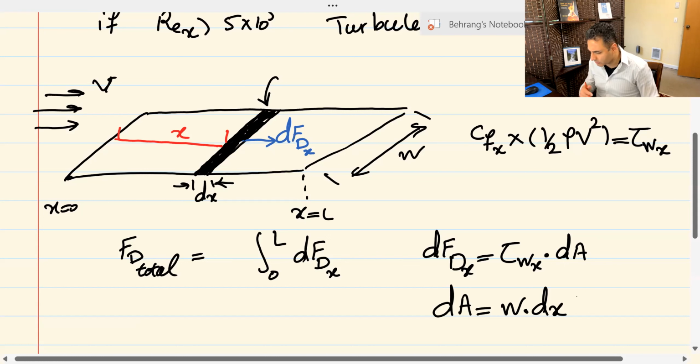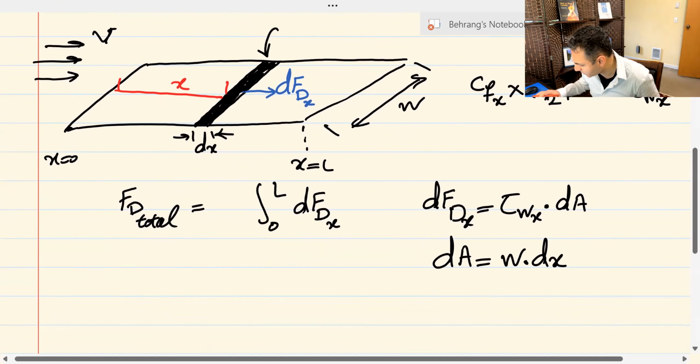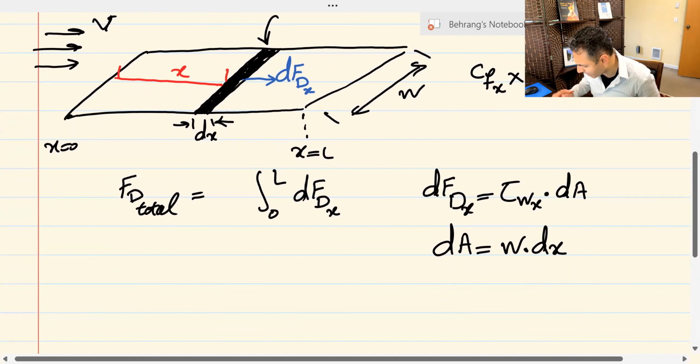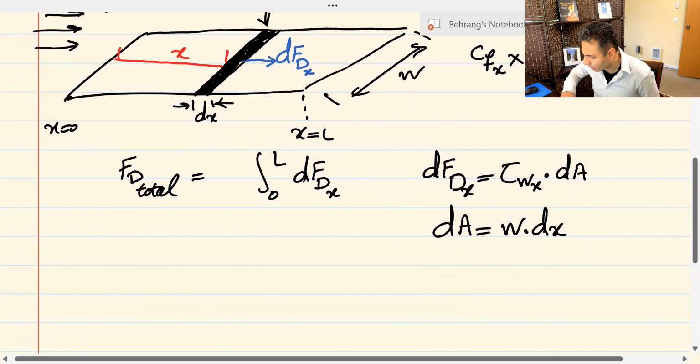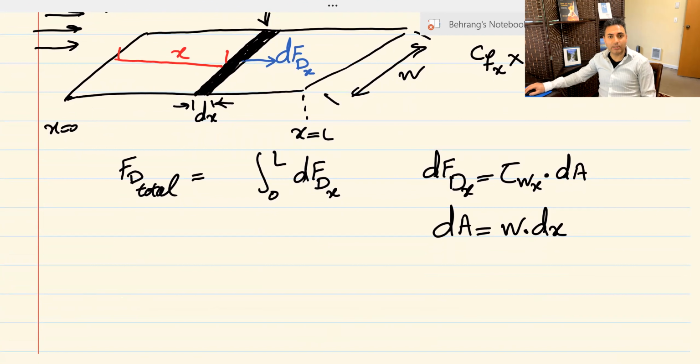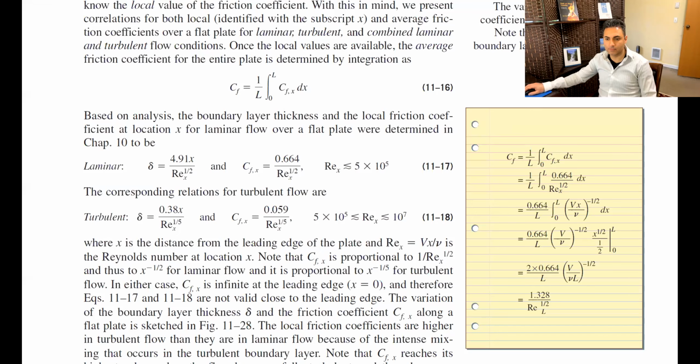Now, what's the solution for this? They apply the boundary layer solution to solve the Navier-Stokes equations, and they come up with the solution for the laminar and turbulent local friction coefficients. So let's take a look at those values.